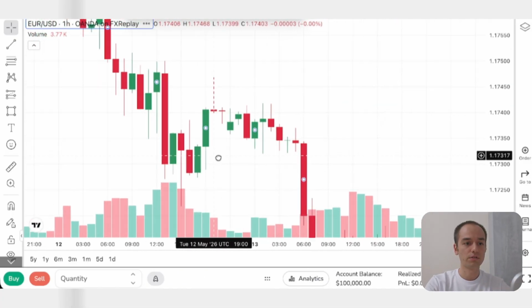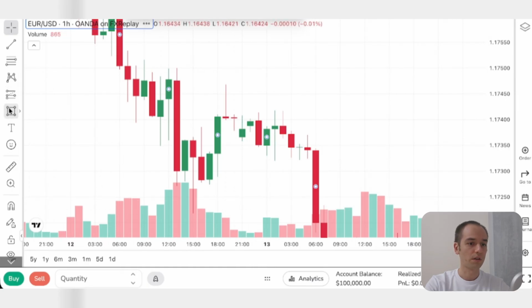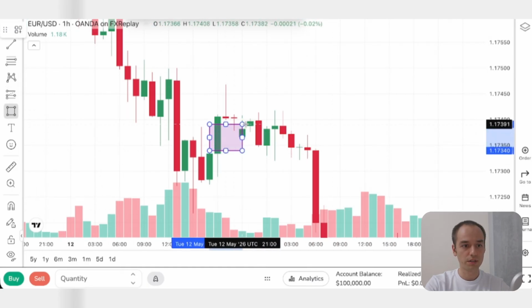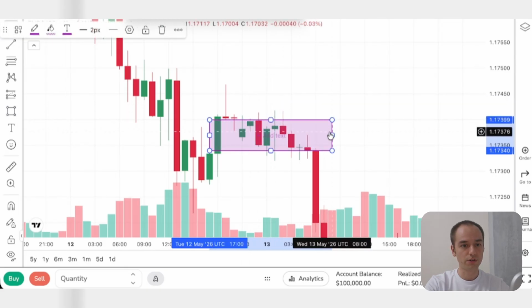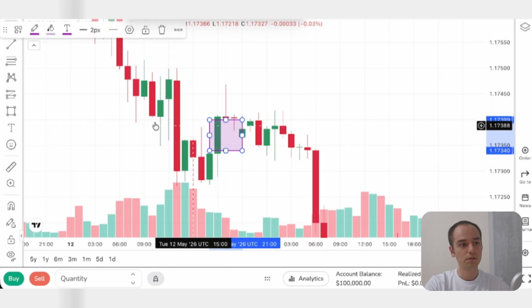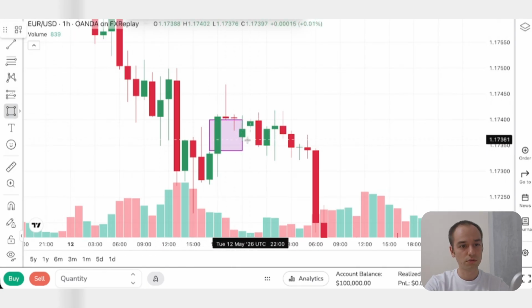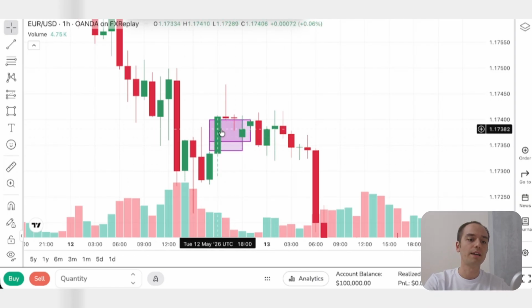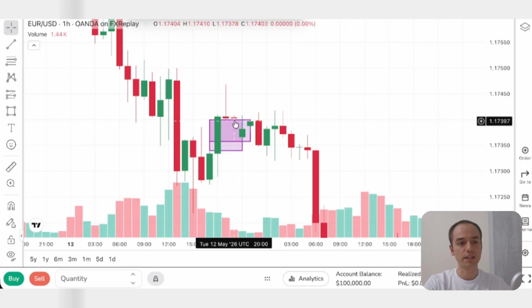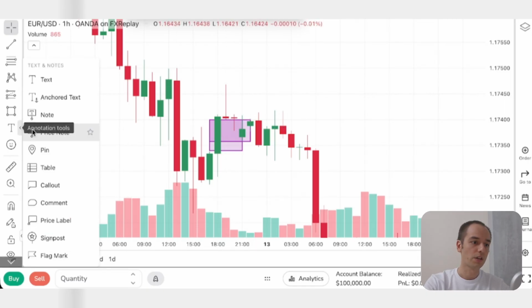Imbalance can be covered. For example, in this particular instance, imbalance was covered first partially in this zone, and then it was completely covered. But yes, on its own, imbalance is not a tool. We use the imbalance zone primarily as a zone of interest, a point of interest.